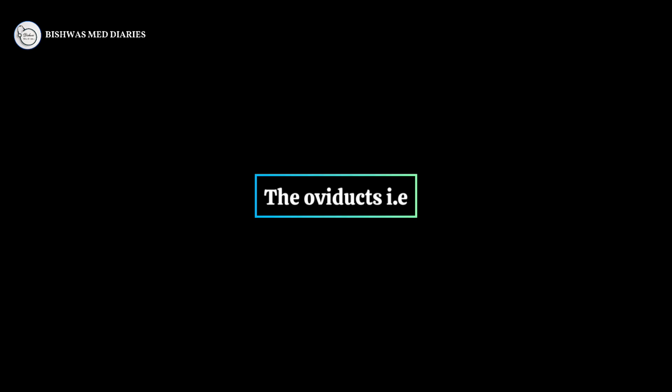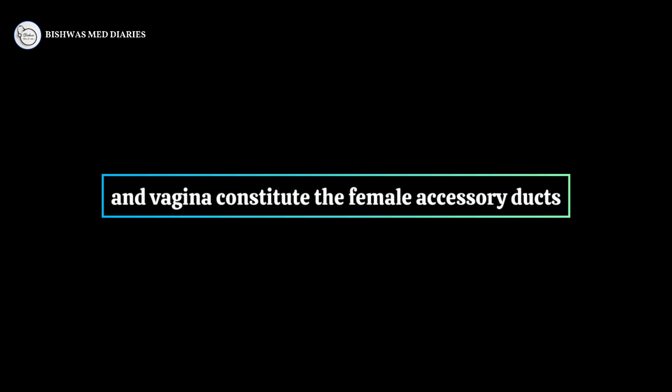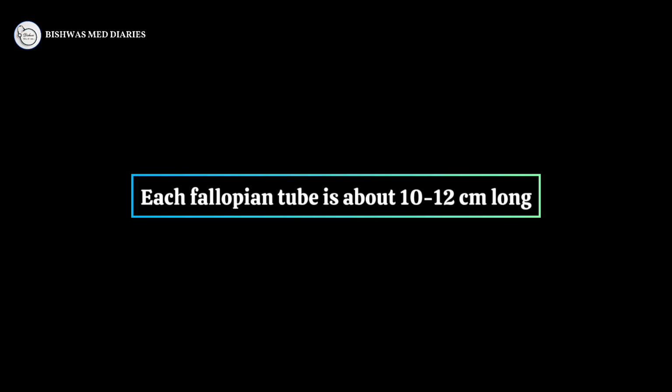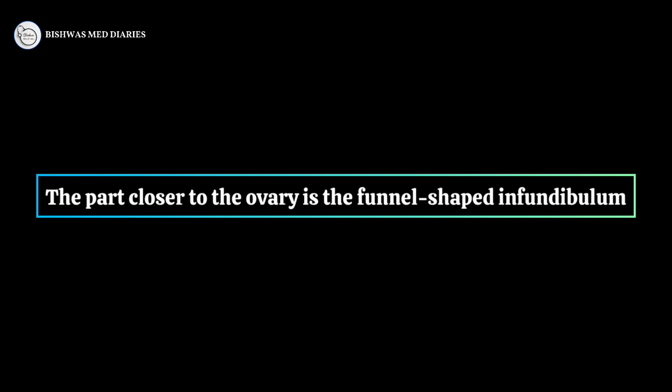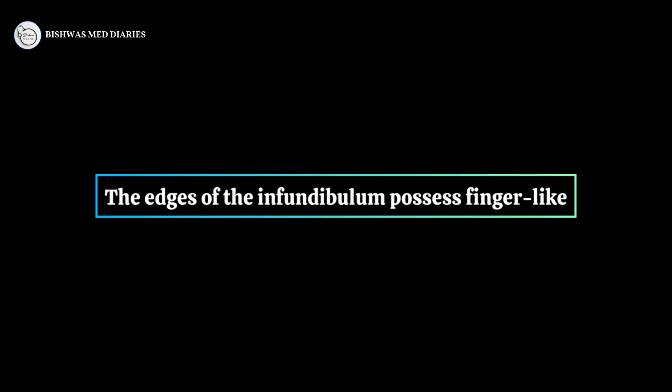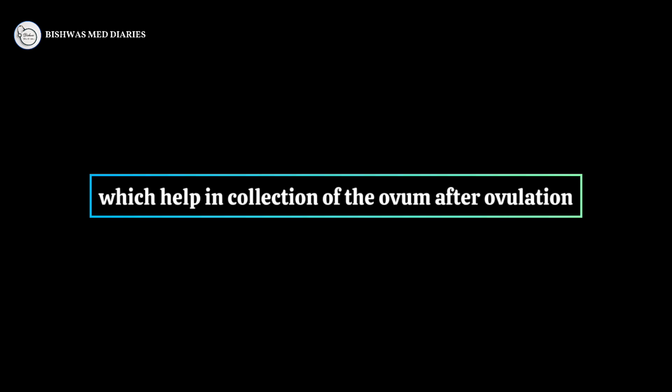The oviducts, that is fallopian tubes, uterus and vagina constitute the female accessory ducts. Each fallopian tube is about 10 to 12 cm long and extends from the periphery of each ovary to the uterus. The part closer to the ovary is the funnel-shaped infundibulum. The edges of the infundibulum possess finger-like projections called fimbriae, which help in collection of the ovum after ovulation.